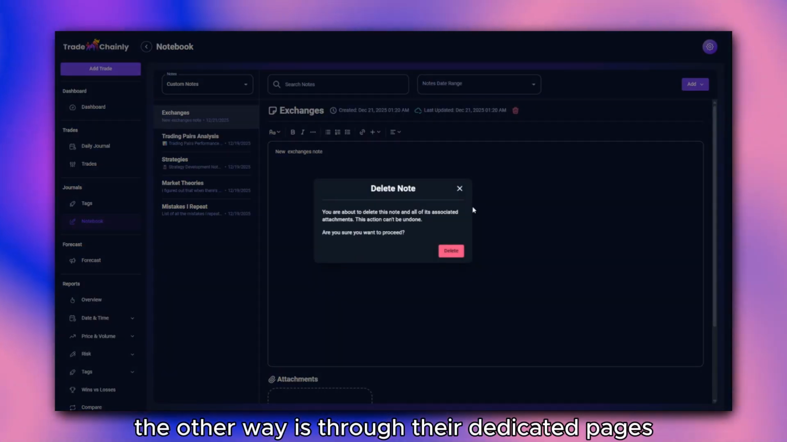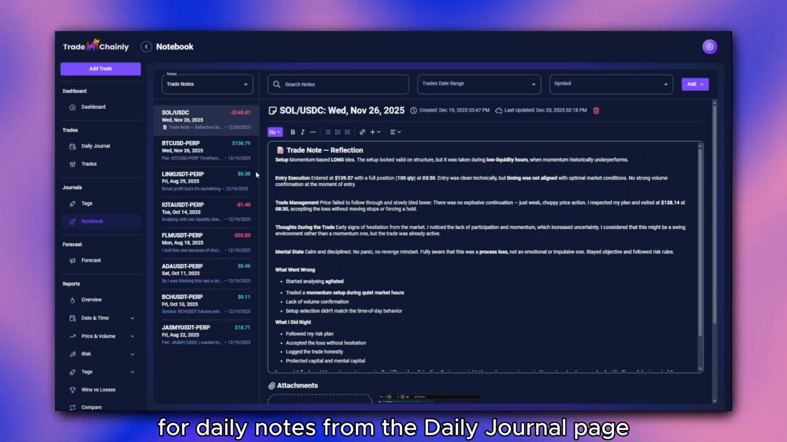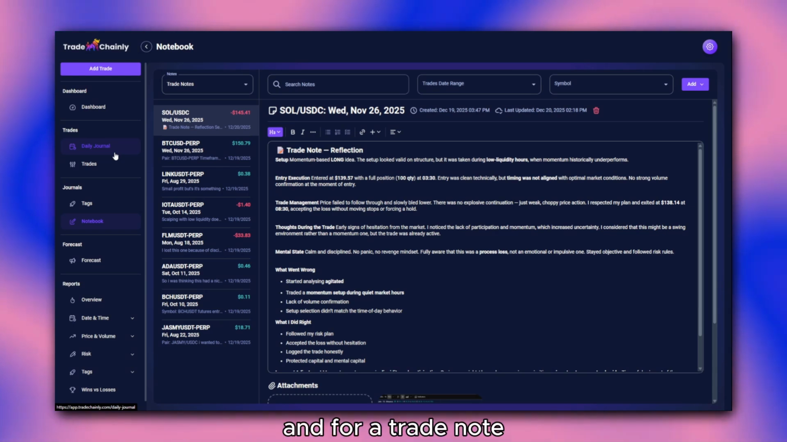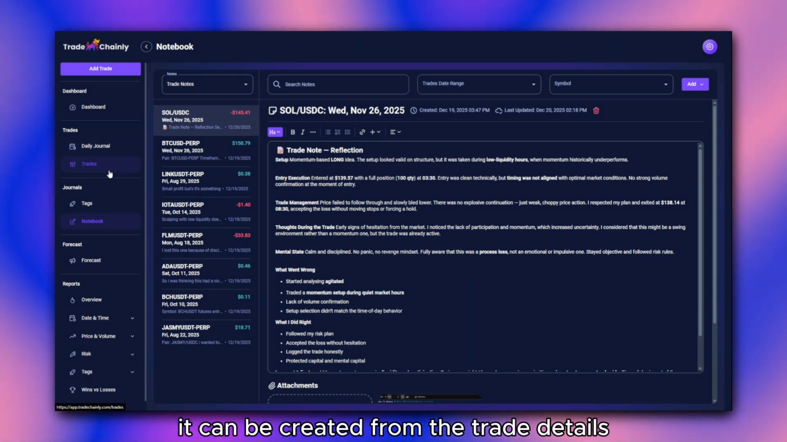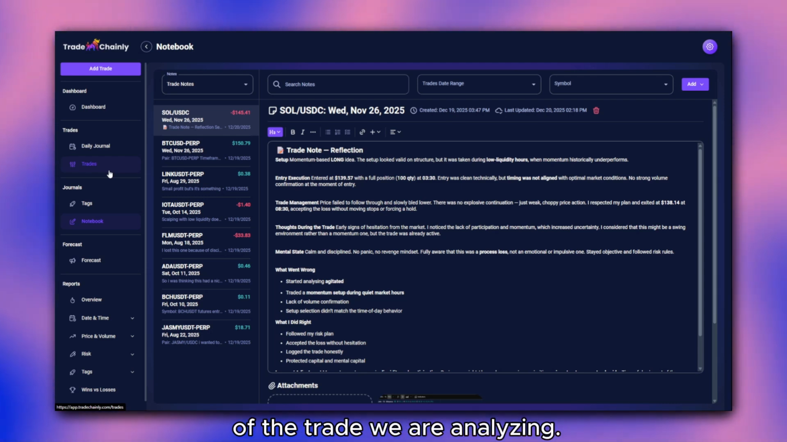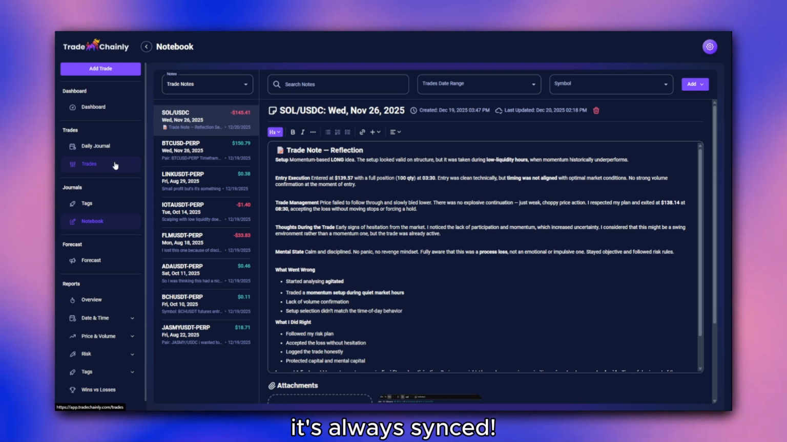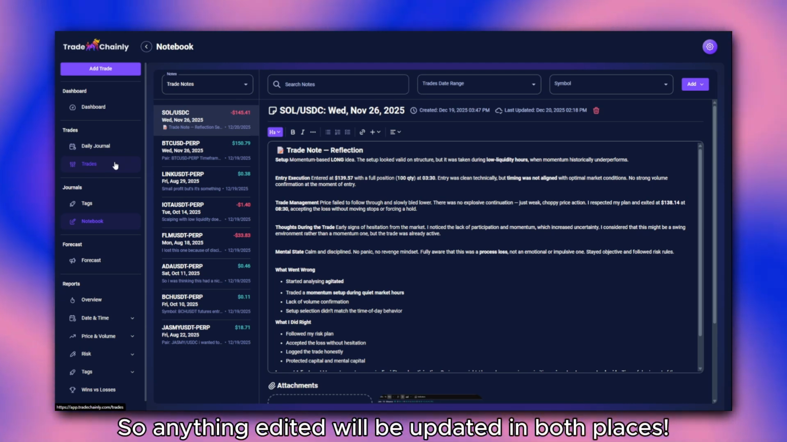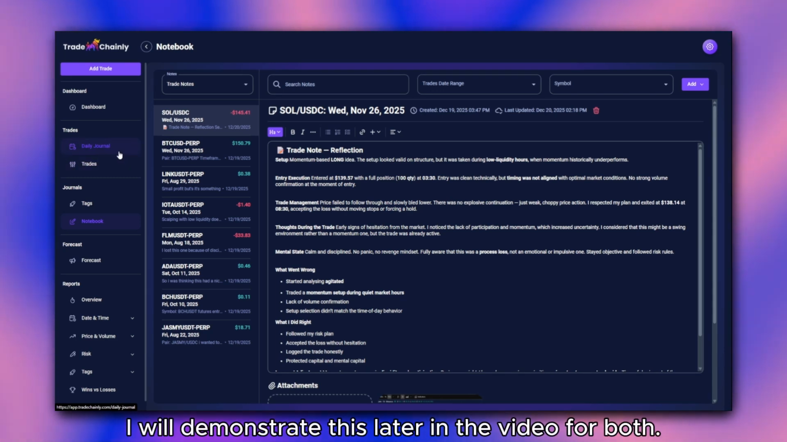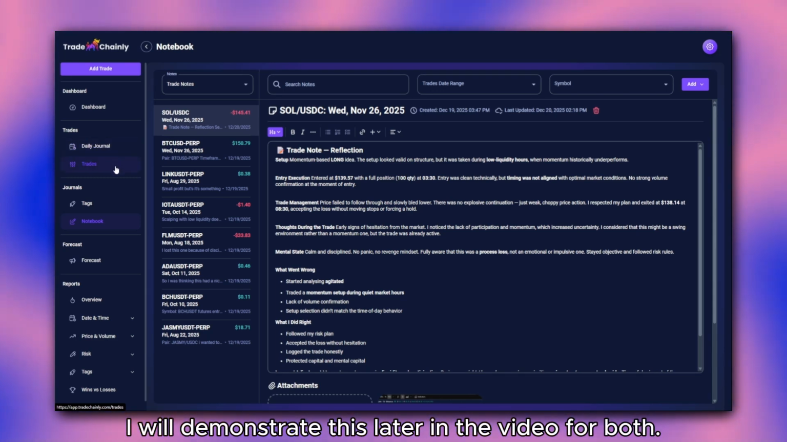The other way is through their dedicated pages. For daily notes, from the daily journal page, and for a trade note, it can be created from the trade details of the trade we are analyzing. It doesn't matter if you create it from here or there. It's always synced, so anything edited will be updated in both places. I will demonstrate this later in the video for both.